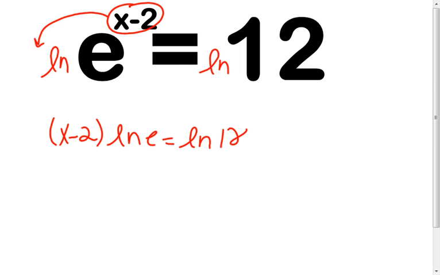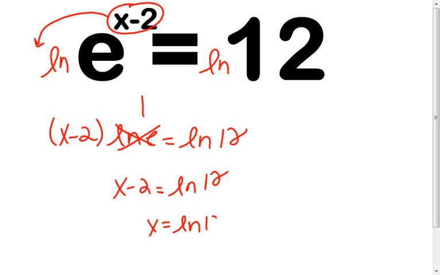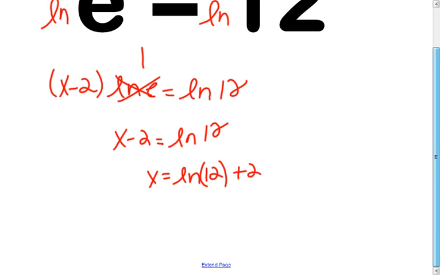Okay, again, the natural log of e is 1, so I don't really need that. So I have x minus 2 equals the natural log of 12. And of course, x then would be the natural log of 12 plus 2. And make sure you figure out that quantity first and then add 2 to it. Don't take the natural log of 14. That is not going to work. Take the natural log of 12 and then add 2 to it. So x should come out to be about 4.48.